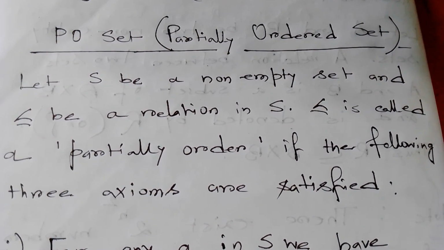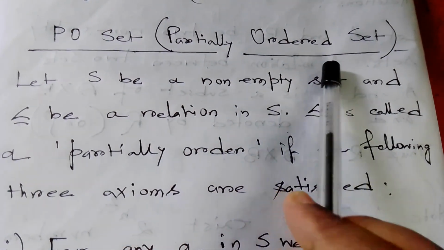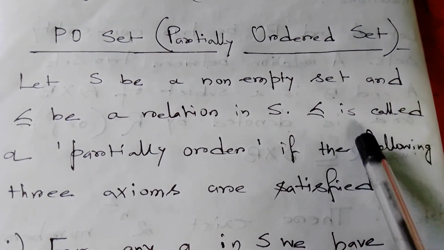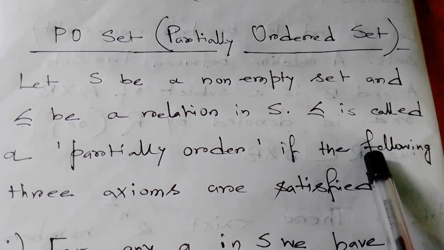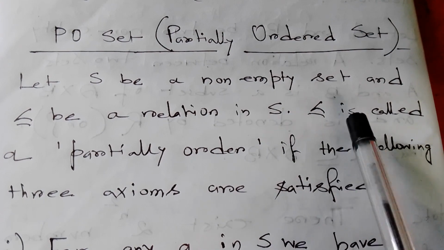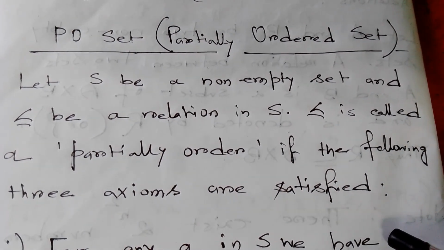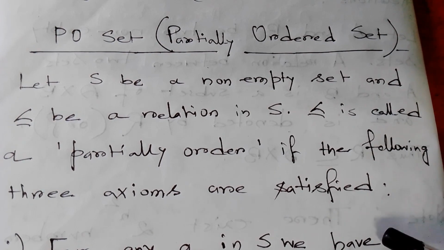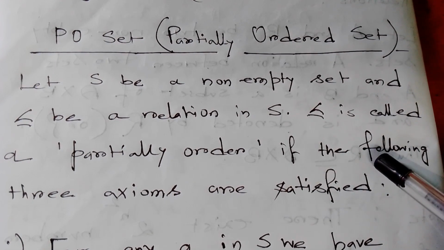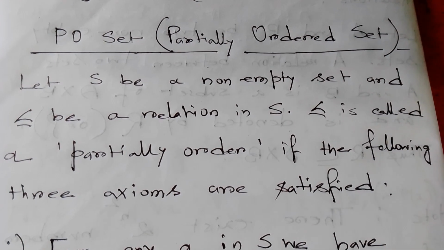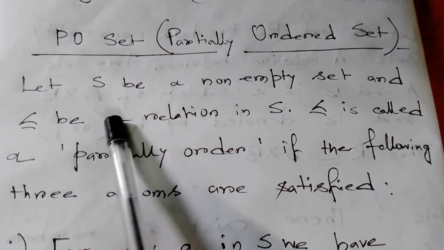Now, starting with POSET, or partially ordered set. This is a very important topic of order relation and lattice. Many questions, explanation type, MCQ and others, come from this section. So let me take you to the definition.